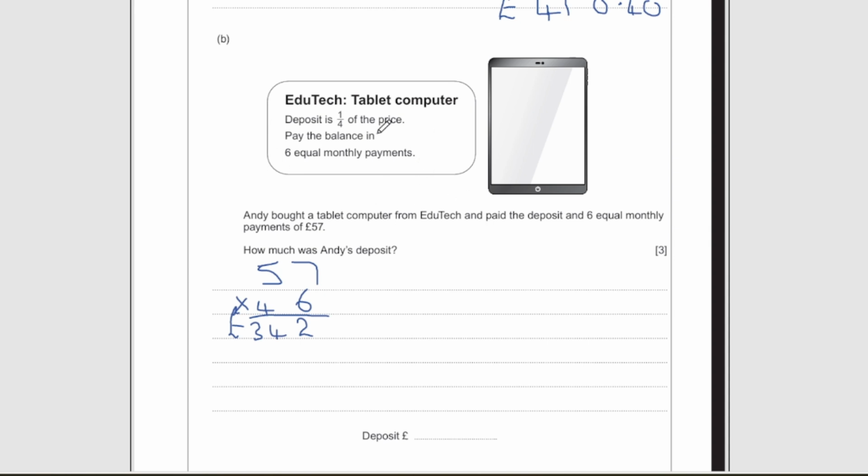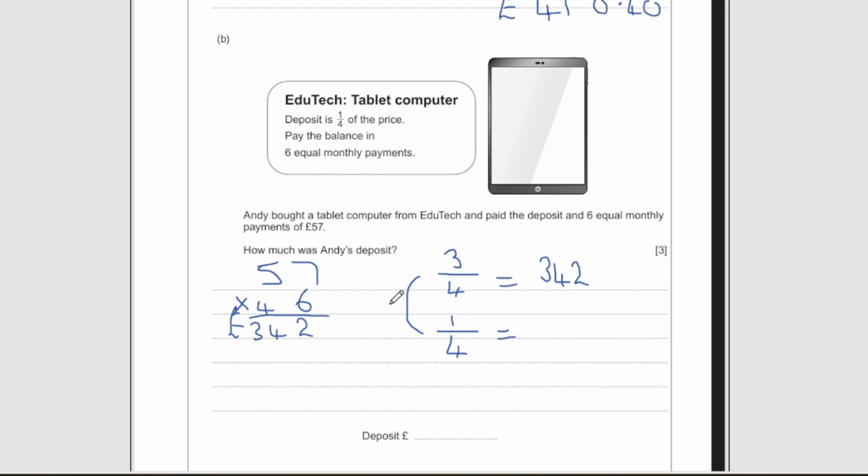That means the rest is the monthly instalments. So that means that 3 quarters of the total amount is £342. Now we need to get to 1 quarter first. Now normally when you work out a fraction of an amount, you divide by the denominator times by the numerator, divide by the bottom times by the top. For this we actually need to do the opposite.